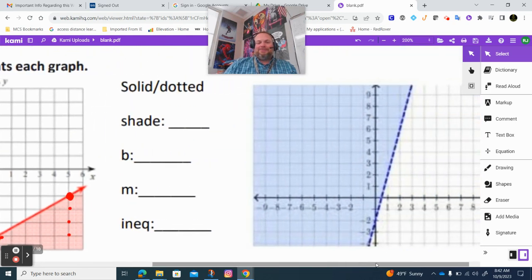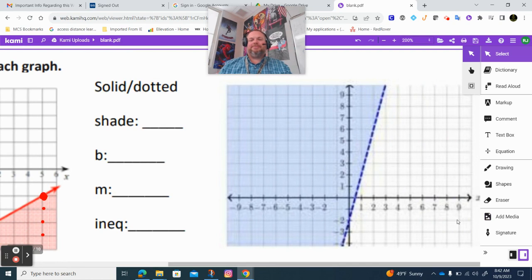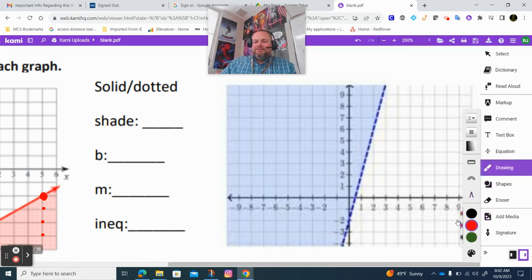All right, so let's move on to this one. Is this one solid or dotted? Dotted. Okay, it's kind of obvious. It's got little breaks in it. Now, on the line, if I'm on the line, which way is it shaded? Above or below? Above.